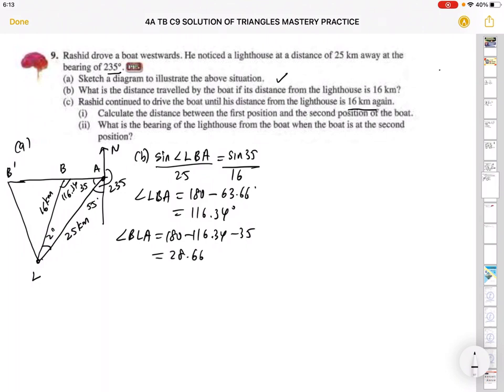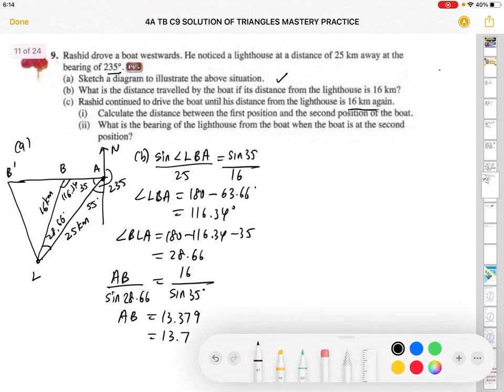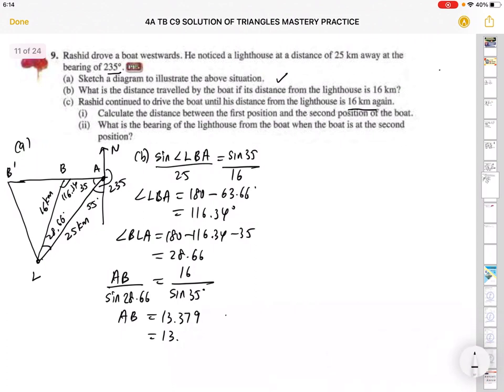If I know this 28.66, I can find the distance AB. Distance AB represents the distance that you travel before you're 16 kilometers away from the lighthouse. You can use the cosine rule actually, or the sine rule. I think the sine rule is easier. AB divided by sine 28.66 equals 16 divided by sine 35. My AB is 13.379. But you know, there's one problem with the textbook, the consistency. Sometimes they give 3 SF, sometimes 4 SF, sometimes 3 decimal places, right? This time the answer given in the textbook is 13.38, so I just write 13.38. Okay, C.